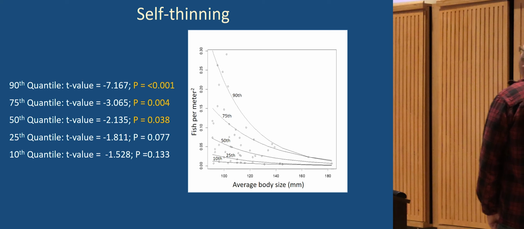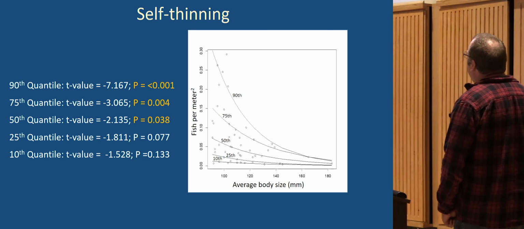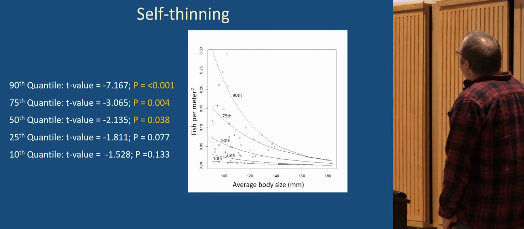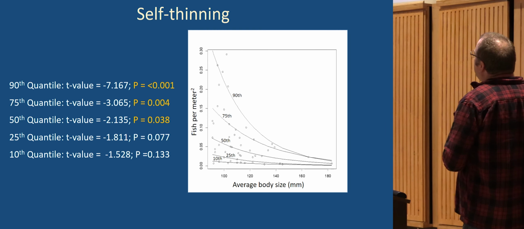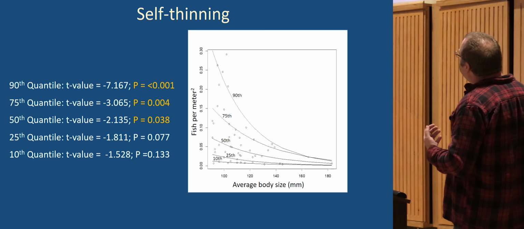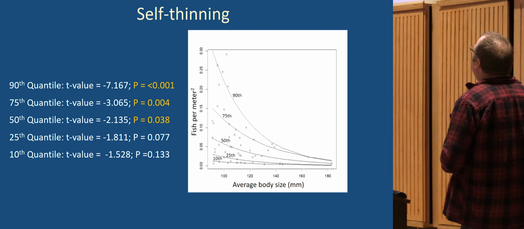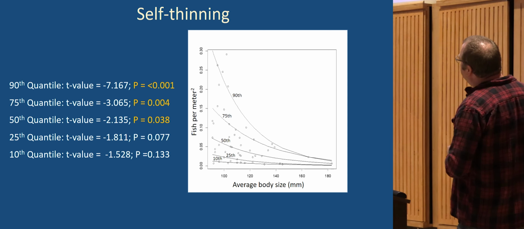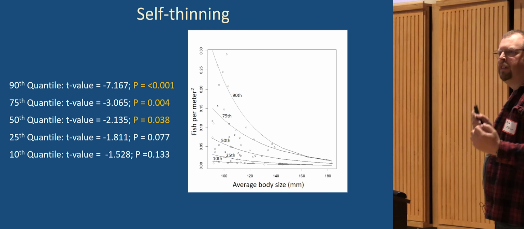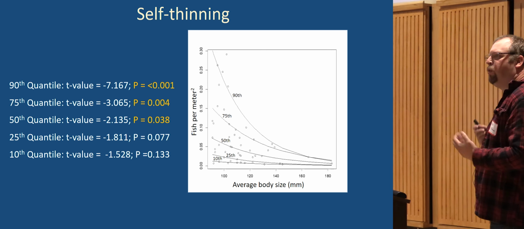So here's our self-thinning analysis, and here on our Y we have our fish per meter squared, and on our X we have our average fish body size. We ran 5 different quantile regressions, and this is to see how watersheds are different, basically. What we can see is as we got more and more capacity within our streams, we had more of a self-thinning relationship. Now in our lower 2 quantiles, the 10th and 25th, we don't have a self-thinning relationship.